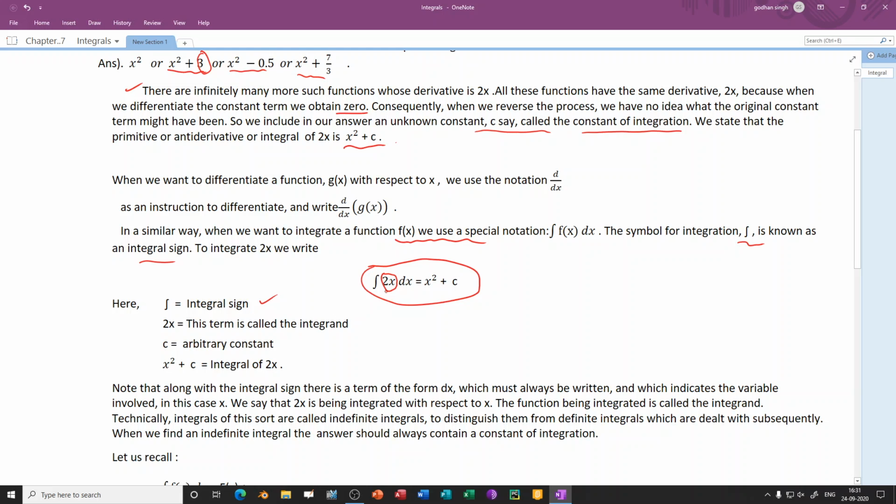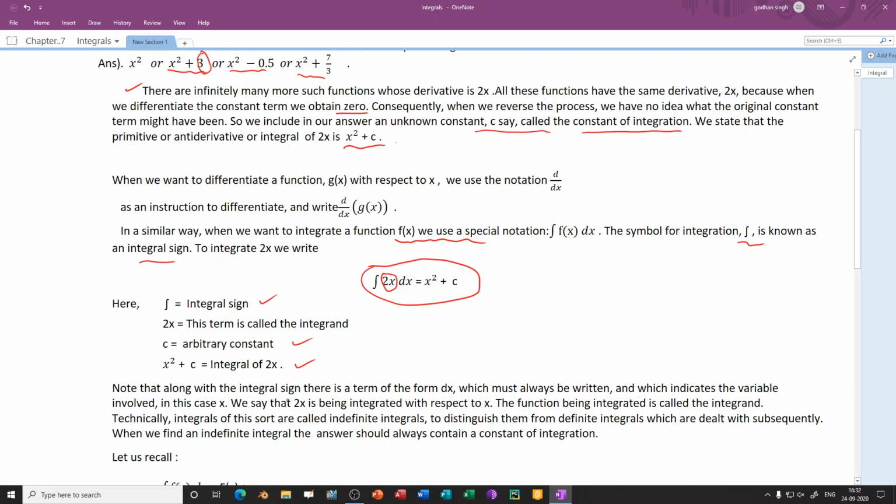Then 2x, the function which we are going to integrate, is known as the integrand. c is known as the arbitrary constant, and the final answer which we get is known as the integral of 2x, or it is also known as the primitive or antiderivative of the function which we are going to integrate.